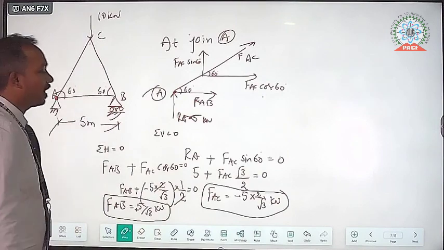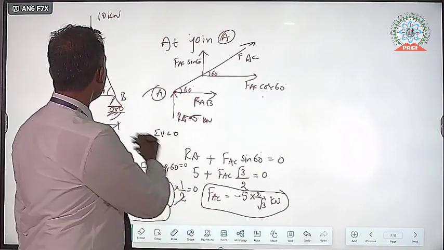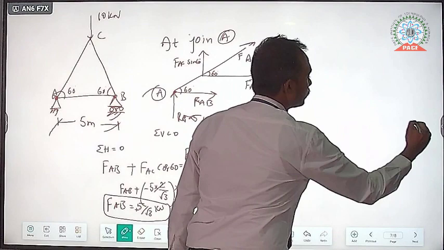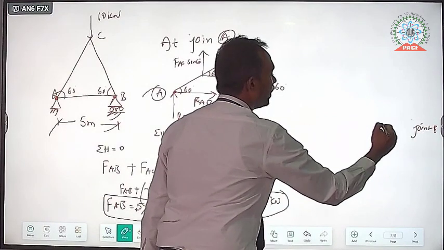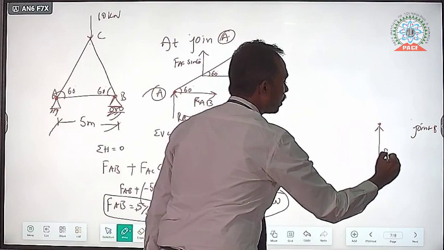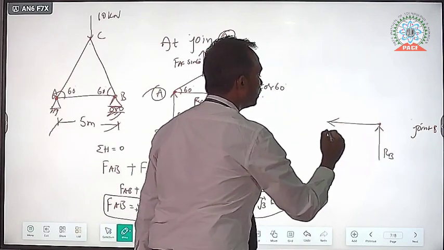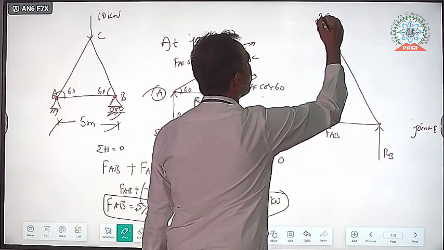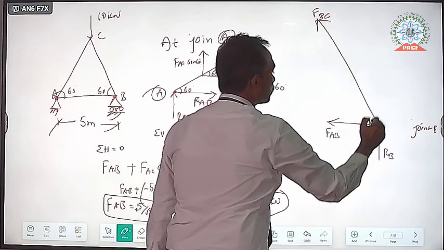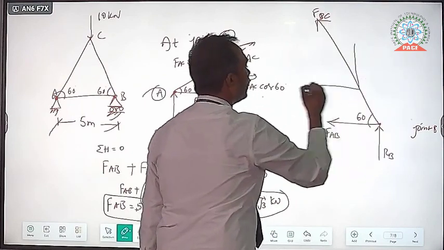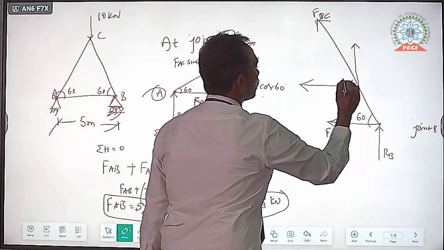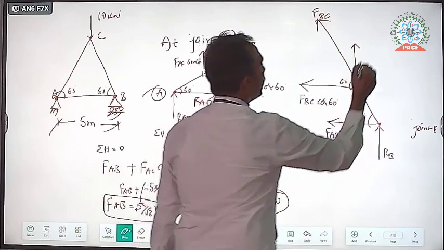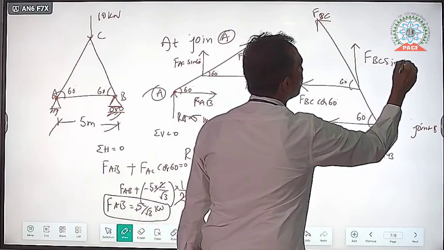Like this, FAB value and FAC value we have calculated. And coming to the final one, at the joint B, if you draw the free body diagram like this, RB, this is FAB, and this is FBC. So this is 60 degrees. By resolving this, this is FBC cos 60 and this one is FBC sin 60. Okay, did you get it?